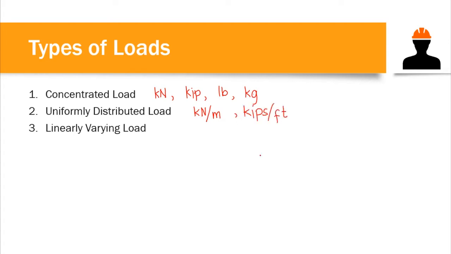For linearly varying load, we have a load that changes linearly. For example, with a trapezoidal or triangular load, the magnitude of the load changes across its length or specific range, and is in terms of kilonewton per meter, or kips per foot for English units. So these are some types of load. In addition, we also have a couple, or external moment, which is in terms of kilonewton meter, of course.